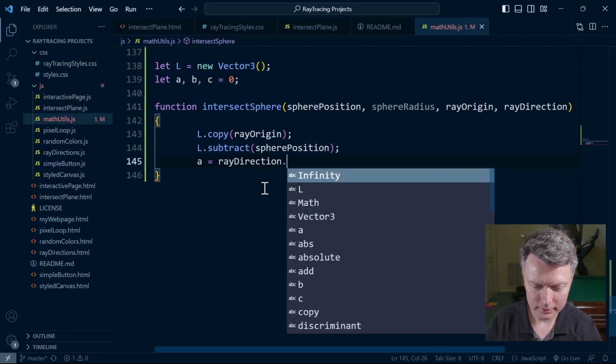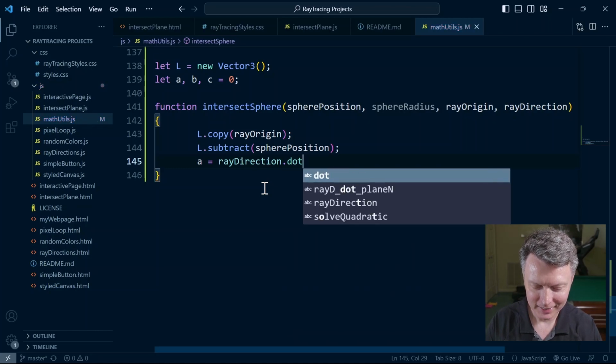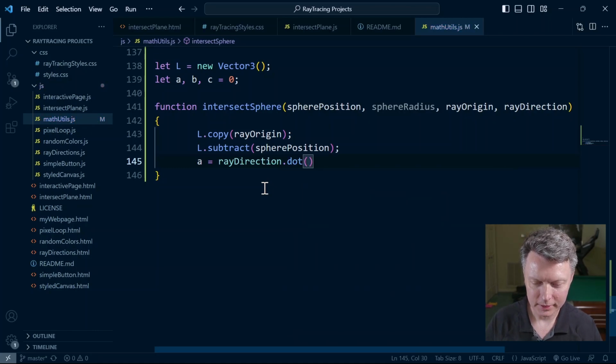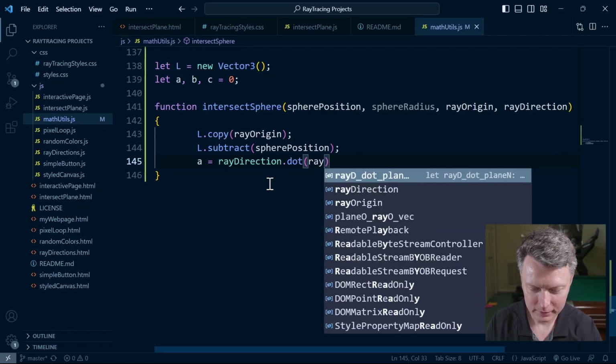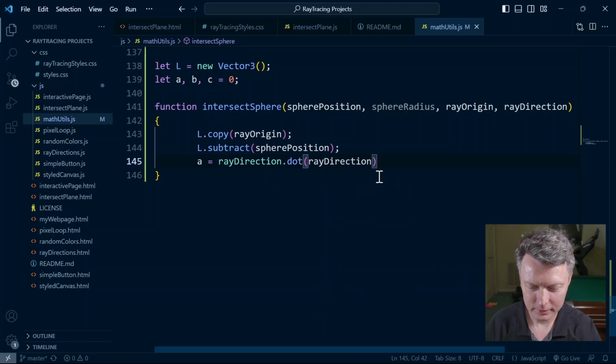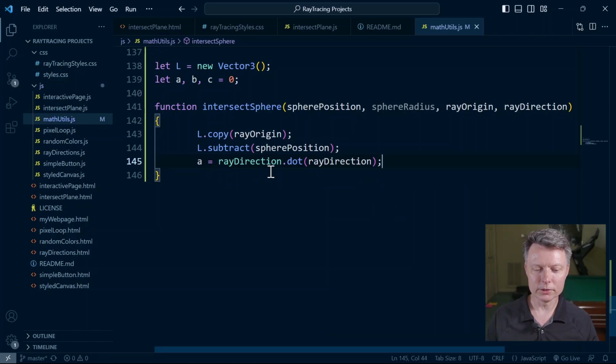So dot, the word dot, and now opening parenthesis, and we're going to type in ray direction again. So it's ray direction dot ray direction, or a vector dotted with itself, as we discussed earlier today. So ray direction, and end that with a semicolon. Now we have A, so there's two more to go, so we need B and C now.